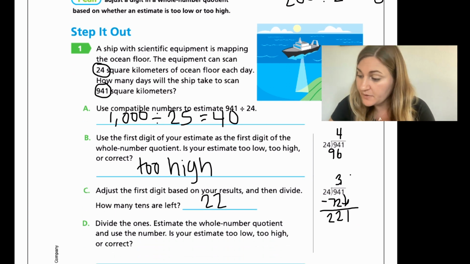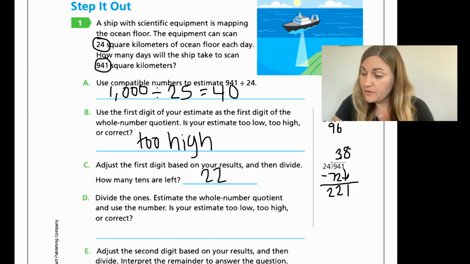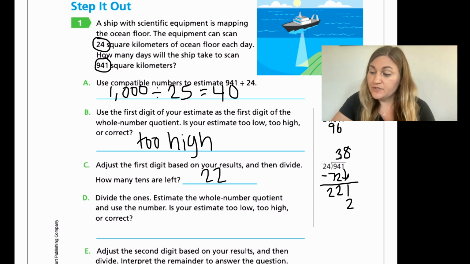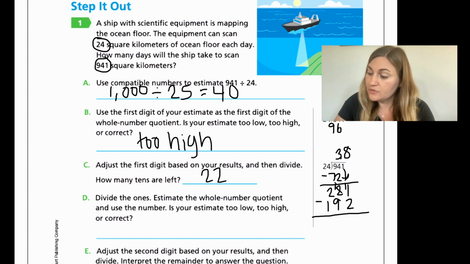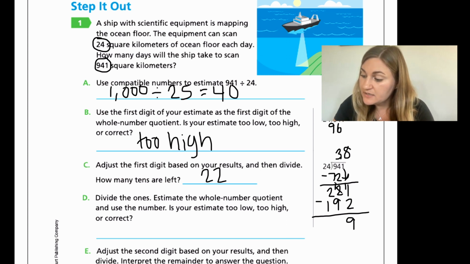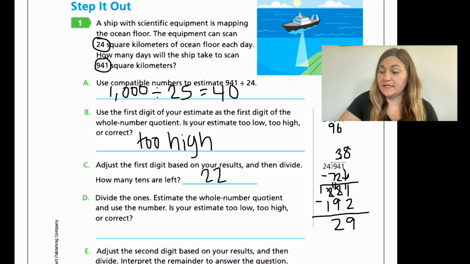Let's find out. So I'm going to put an 8 above, and now I need to multiply. 8 times 4 is 32. Carry that 3. 8 times 2 is 16 plus that 3. 16, 17, 18, 19. So now when I subtract, I'm going to have to cross cancel and do 11 minus 2 is 9. And then borrow again and 2. Now what I have left over is 29.